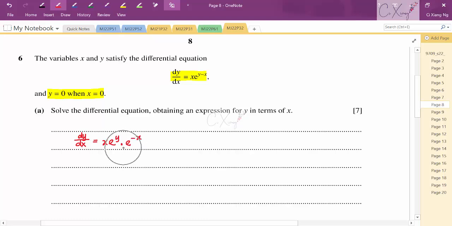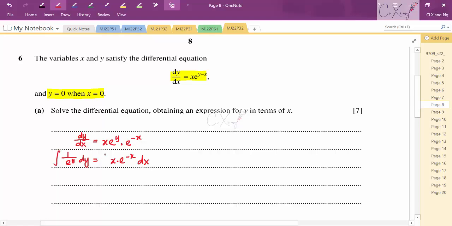Okay, so I want to keep all my x on the right hand side and all the y on the left. So when I move the y over, I'm having 1 over e power y, and I'm having dy here. And then for dx, I will bring it over to the right hand side. So I'm having e dot e power x dot e power negative x dx. So you can see very clearly that we now already separate y to the left and all the x variable to the right hand side.